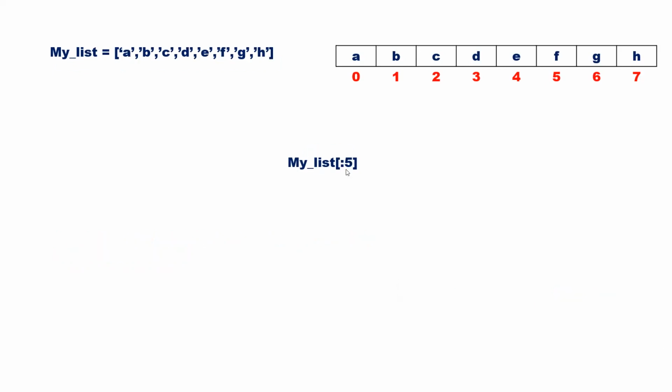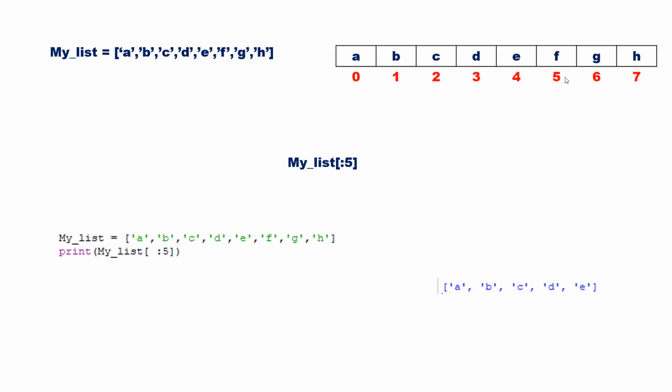If the start value is not given, the default start value is 0. So here, print my list, we have not given the start value, and 5 is the end value, and we have not given the step value. So the step value is by default 1. Since we have not given the start value, the default value is taken as 0. So the values extracted will be from 0 to 4. So we will get the new list with values A, B, C, D and E. Because the end value specified here is 5, we go up to 4. This is the result of this print statement.